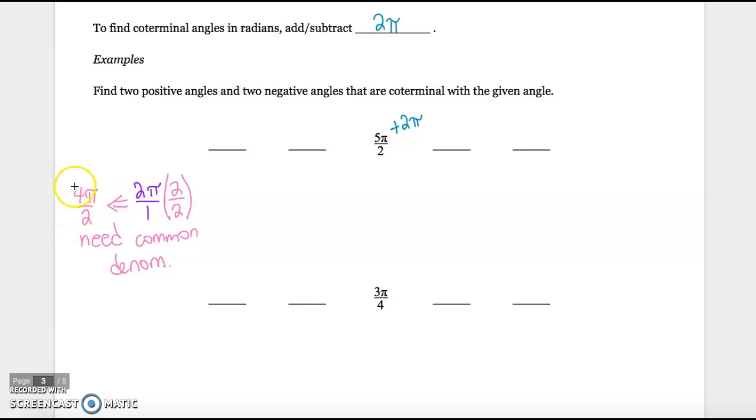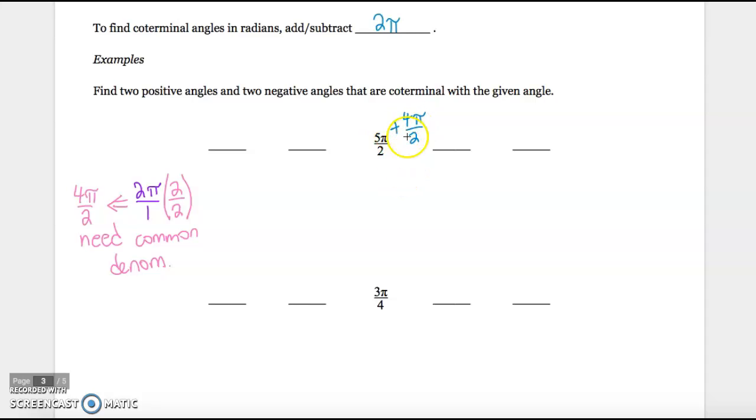So now I can treat this as that 2 pi that I'm working with, right? Every time that I'm adding or subtracting 2 pi, what I'm secretly adding or subtracting is 4 pi over 2. So it might be helpful to, instead of writing plus 2 pi, to rewrite it as 4 pi over 2, because that's just the way that it has common denominators, right?